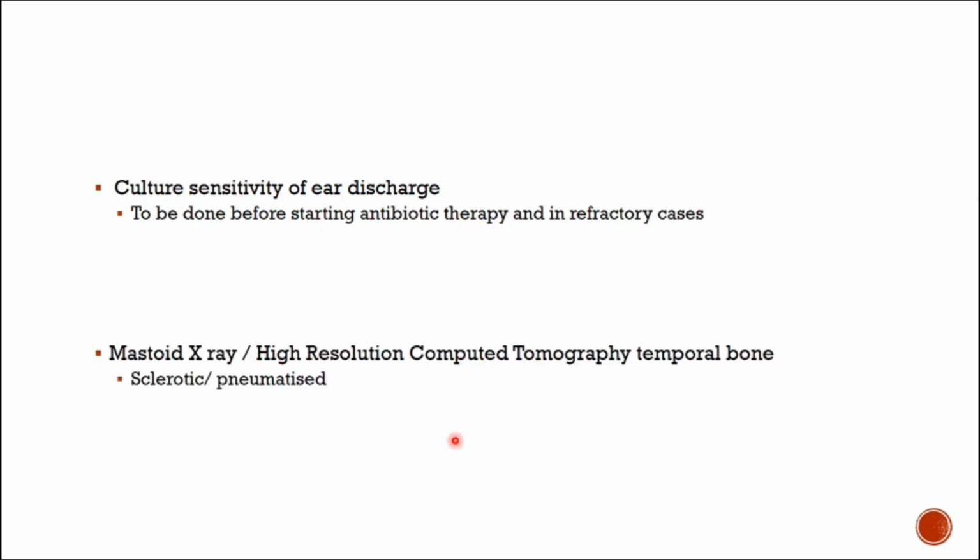Okay. And imaging or radiological investigation, if you see, you can do X-ray mastoid to see if there is any pneumatization or if it is a sclerotic mastoid cavity. And in cases in which you are suspecting any complication or any ossicular pathology, then you can do HRCT temporal bone. Okay.